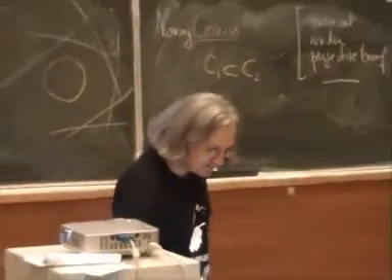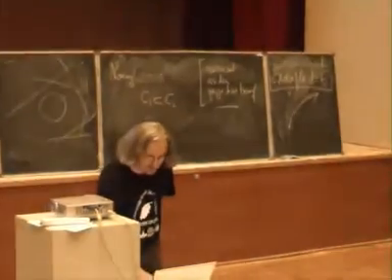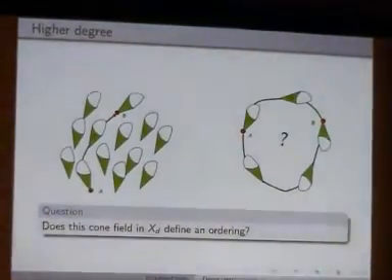And the question is, does this cone field define a global ordering? So, what does that mean? I would like to say a curve A is less than a curve B if it's possible to go from A to B following a positive curve. That would be the definition. But the problem is, maybe there is a loop. And that's the open question. Is there a loop, a positive loop, in the space of algebraic curves of degree d?